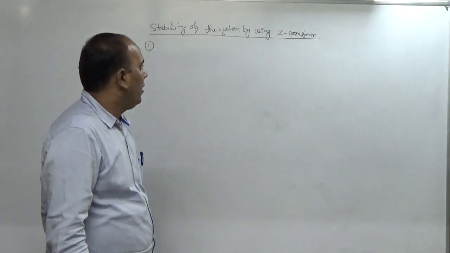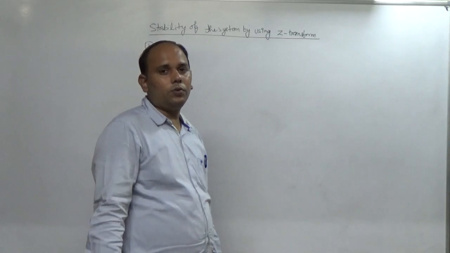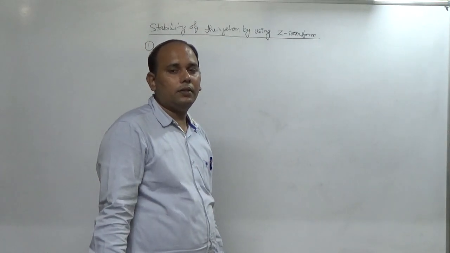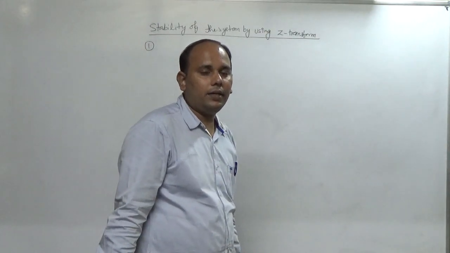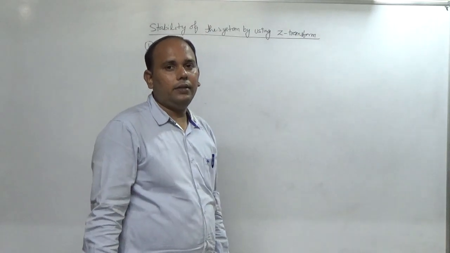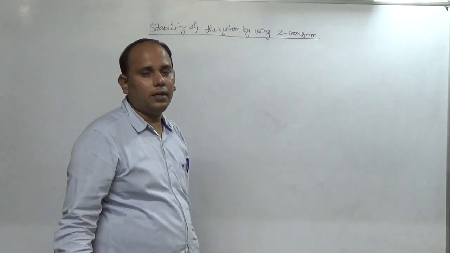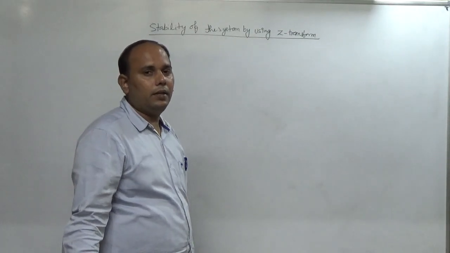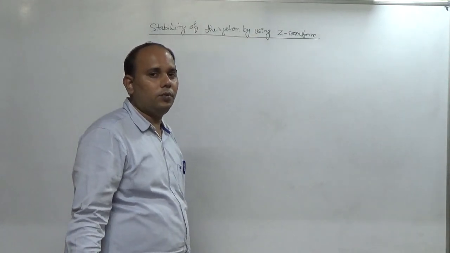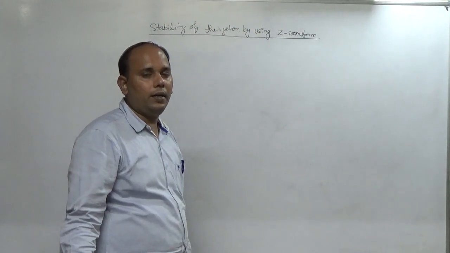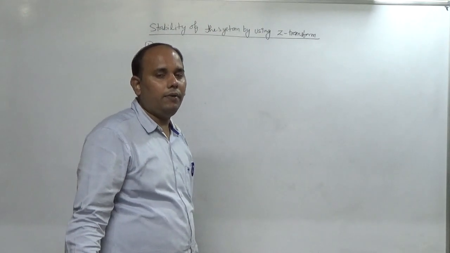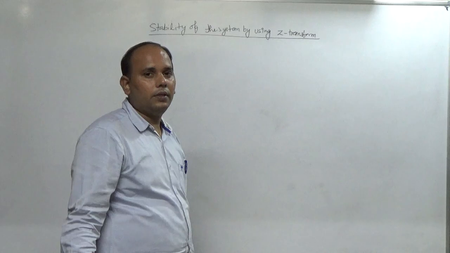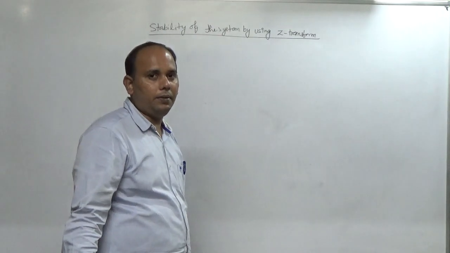That means if we have the pole Z equals 2 and the system is left sided, that is, it contains x of minus n, then the ROC will be inside of the circle. Inside of the circle means the values of Z lesser than 2, that means 1 and so on. So it will cover the 1. That means the system will be stable.